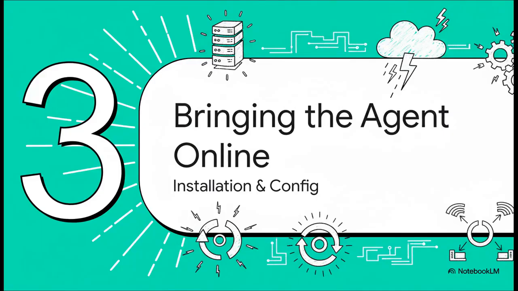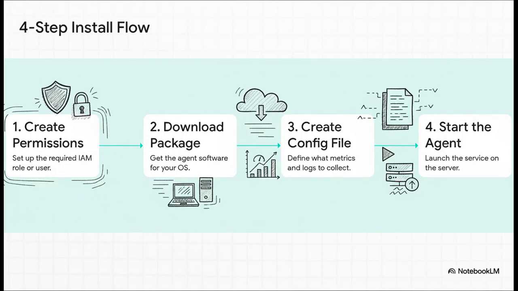Okay, permissions are sorted, networking is sorted, the groundwork is done. Now for the fun part, let's get this agent installed and running. Look, it really boils down to just 4 simple steps. We already talked about step 1, getting the permissions right. After that, you just download the software package for your OS, create a little config file that tells the agent what you want it to watch, and then you start it up. That's it. It's really not complicated at all.